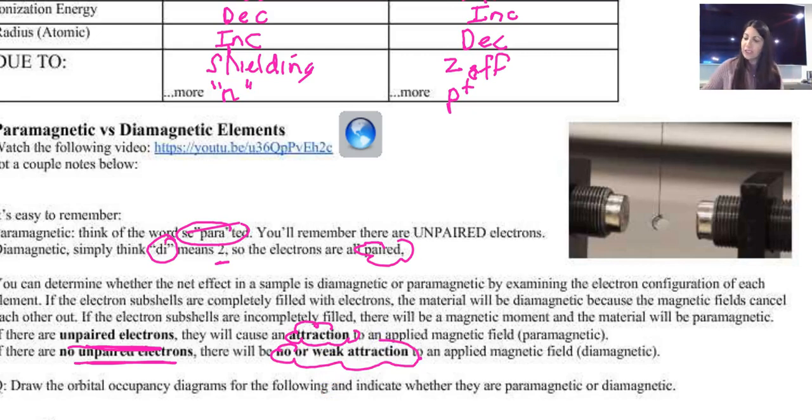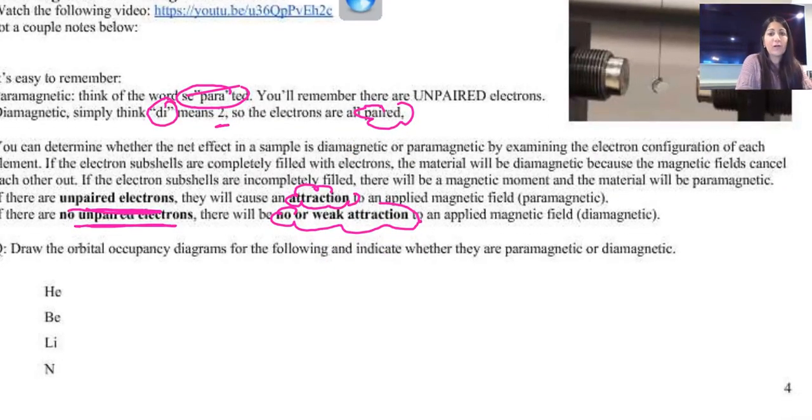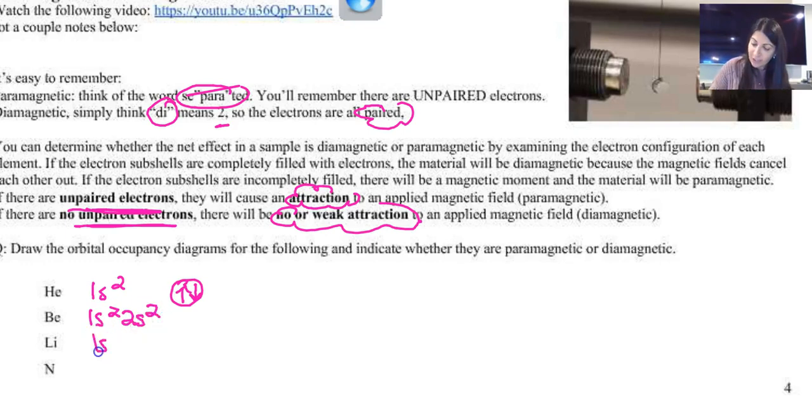And so it says, draw the orbital occupancy diagrams for the following, indicating whether they're paramagnetic or diamagnetic. So we know that helium is a 1s2, so if I were to draw that, I'm just going to draw 1 up and 1 down. Then beryllium is 1s2, 2s2. Lithium is a 1s2, 2s1, and nitrogen is going to be a 1s2, 2s2, 2p3. Gives us a total of 7, atomic number of 7.